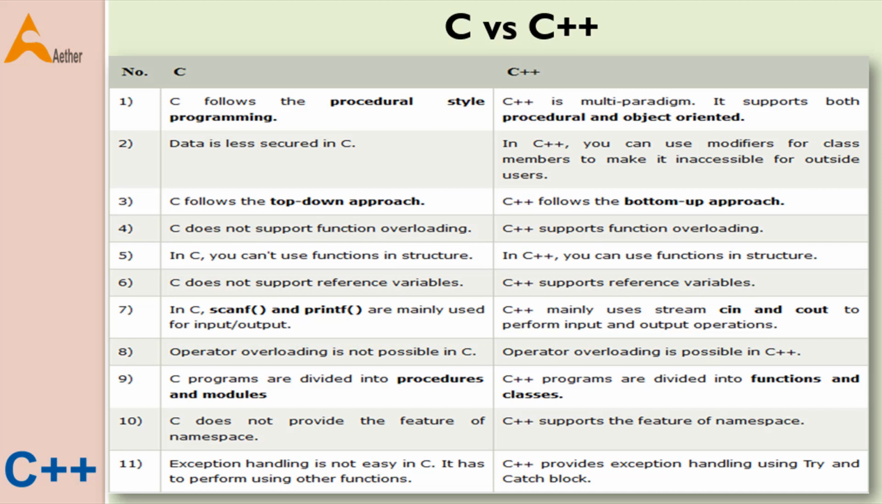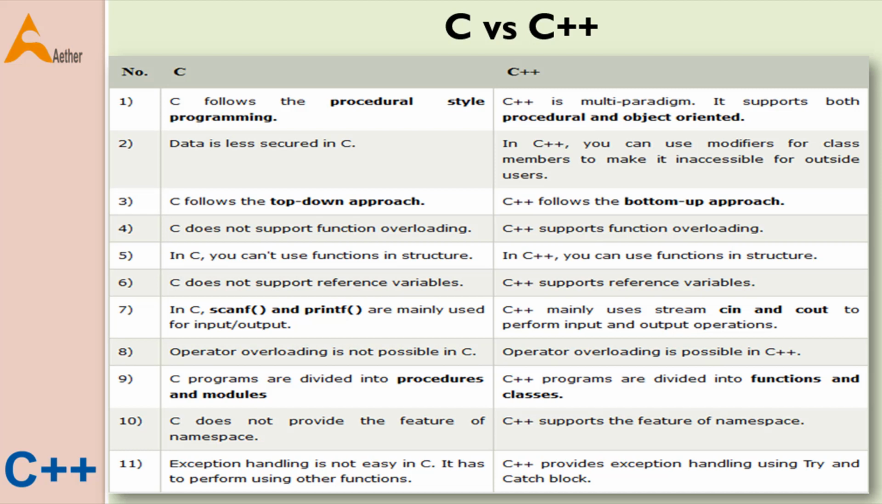C does not support reference variables. C++ supports reference variables. In C, scanf and printf are mainly used for input-output. C++ mainly uses stream cin and cout to perform input and output operations. Operator overloading is not possible in C. Operator overloading is possible in C++.